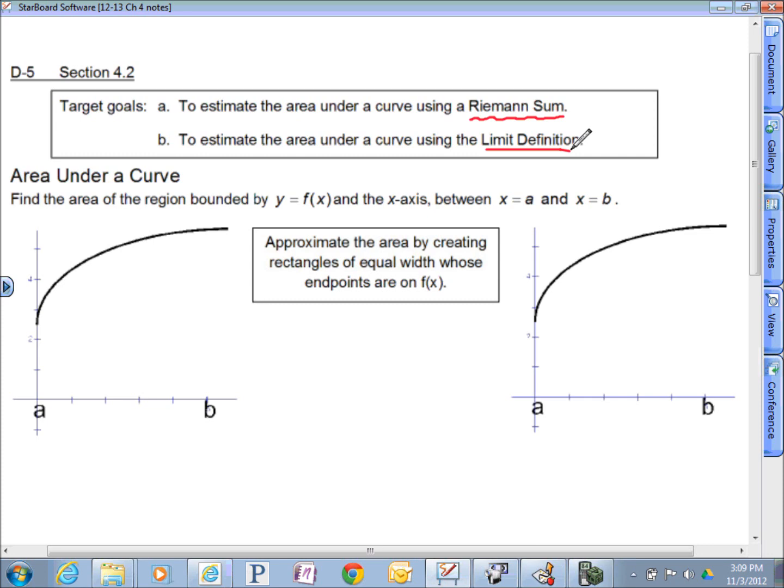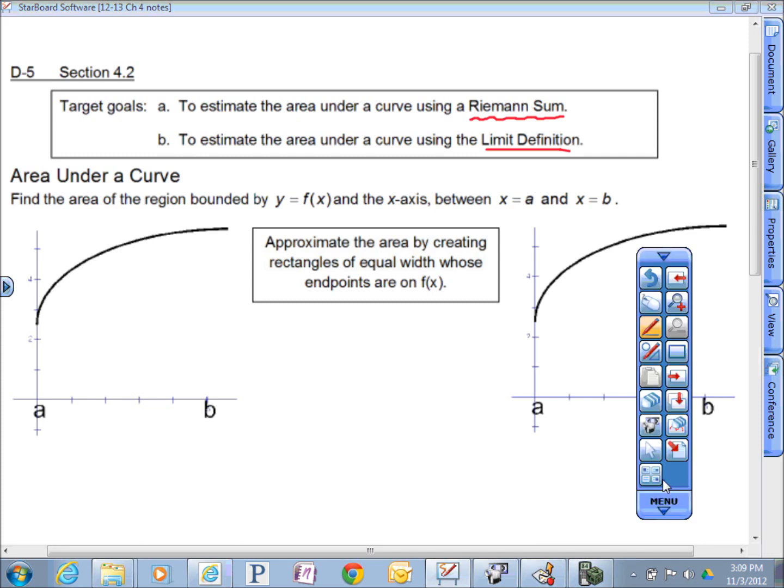And the way we're going to do this is, well, the setup of the problem, we're looking for the area. Here's two curves. They're supposed to be identical. We're looking for the area under the curve, under this f of x, same f of x on both graphs, in between x equals a and x equals b. So we're supposed to estimate that area. And we're going to do this doing what this thing says in the box. Approximate it with rectangles whose widths are equal and whose endpoints are on f of x.